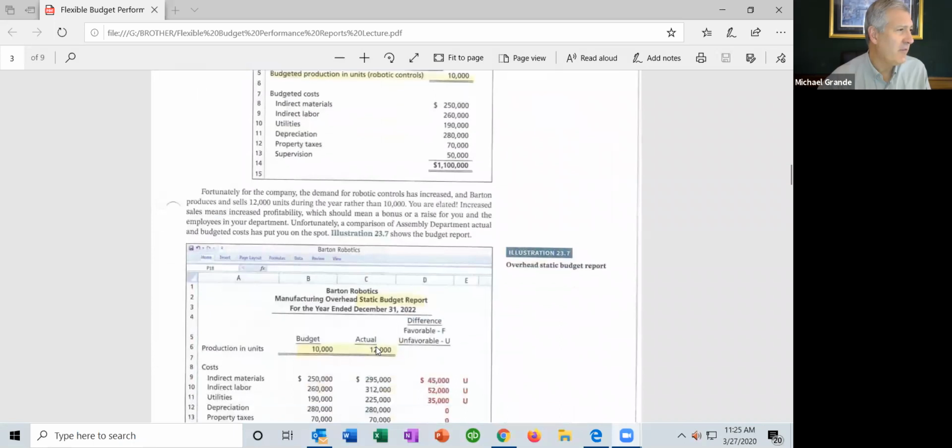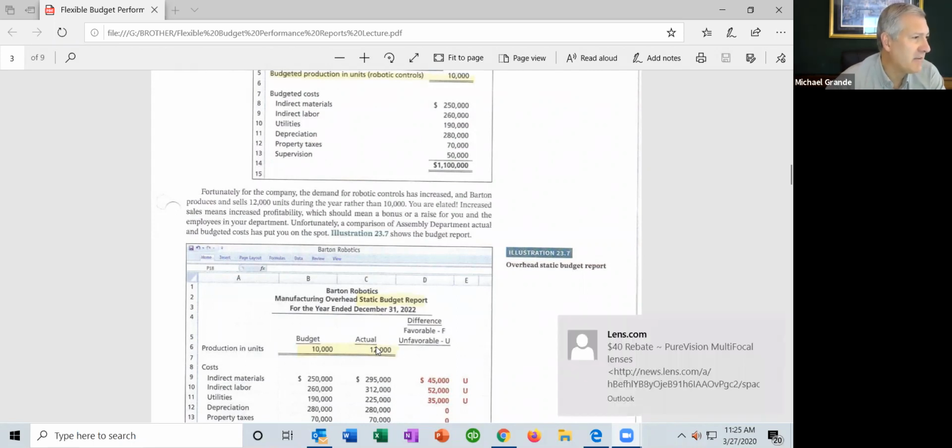So we go on to read. Fortunately for the company, the demand for robotic controls has increased, and Barton produces and sells 12,000 units during the year rather than 10,000. So remember, they built a static budget, a planning budget, based upon the estimated level of activity, which was 10,000 units. However, in this example, they actually produced and sold 12,000 units. It goes on to say, you are elated. Increased sales means increased profitability, which should mean a bonus or a raise for you and the employees in your company. Unfortunately, a comparison of assembly department actual and budgeted cost has put you on the spot.